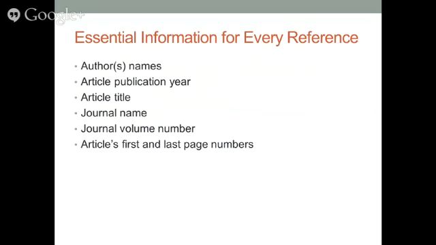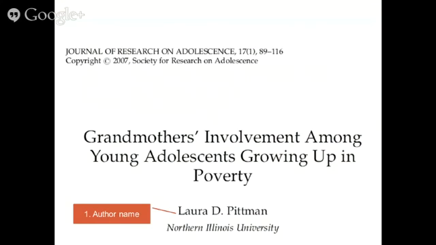You need 6 essential pieces of information for each article reference in APA format. You need the names of the authors, the year the article was published, the full title of the article, the complete journal name, the volume number of the journal in which the article was published, and the article's page numbers. For most articles, all of this information is available on the first page of the article, as it is in this example. This example is for an article with one author.